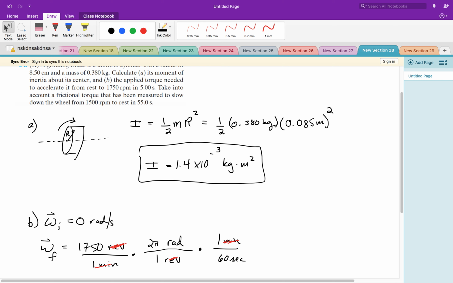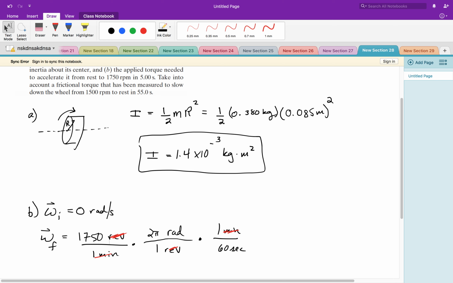So we got to do 1750 times 2 pi. And then we're going to divide that number by 60. And we're going to get 183.3 radians per second. So 183.3.